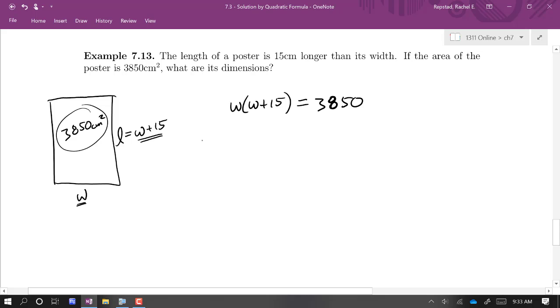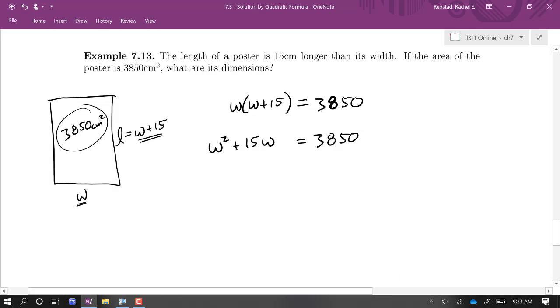I'm going to distribute the W, so we get W squared plus 15W equals 3,850. And I guess because this is in the section on quadratic formula, we'll go ahead and solve by using the quadratic formula. But if I were solving this, I would just as soon actually complete the square on both sides. We'd be ready to take that step.